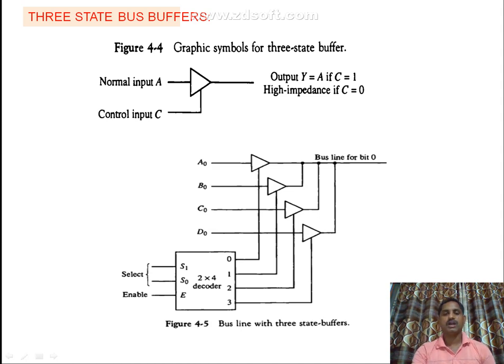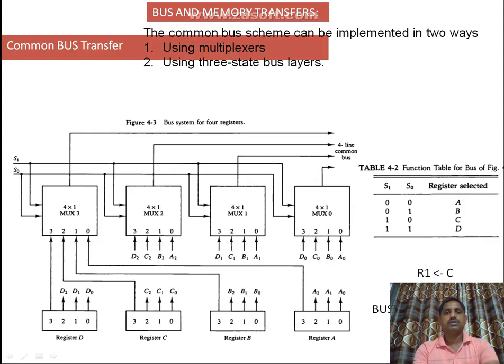In the common bus, we can use two types. The common bus scheme can be done two ways. The first one is using the multiplexer, and the second one is using three-state bus buffers. In the multiplexer, we use 4 multiplexers. In the three-state buffer, we use one decoder. We can connect to the different bus line bits. When the enable is inactive, the bus is in a high impedance state and disabled. When the enable is activated, one of the three-state buffers will be activated.